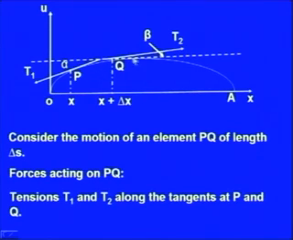So, T1 cos α must be equal to T2 cos β, and in the vertical direction, that is along the y axis, we have mΔs, the mass of the element PQ, times ∂²u/∂t². The vertical component of T2 will be T2 sin β, while the vertical component of T1 will be T1 sin α. So, T2 sin β minus T1 sin α.